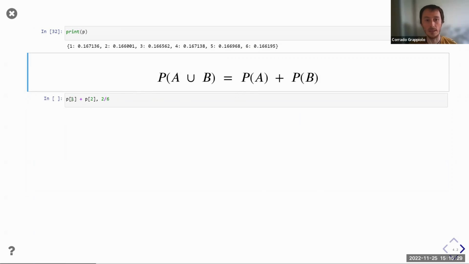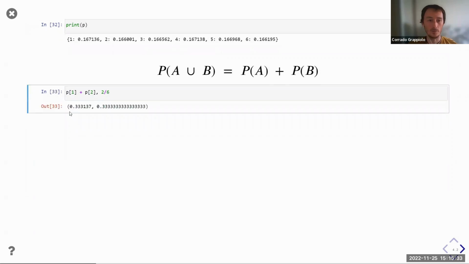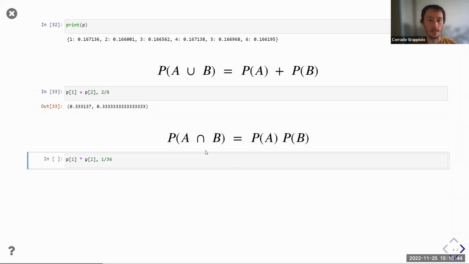So if you want to calculate the probability of rolling a dice and obtaining 1 or 2, this is the theoretical definition, and this is the value that we would get given our observation by rolling the dice 1 million times.